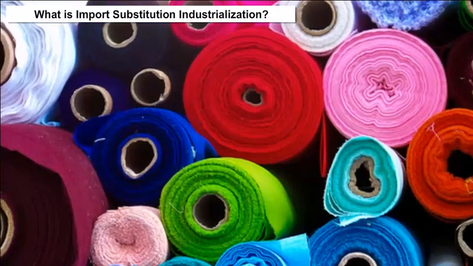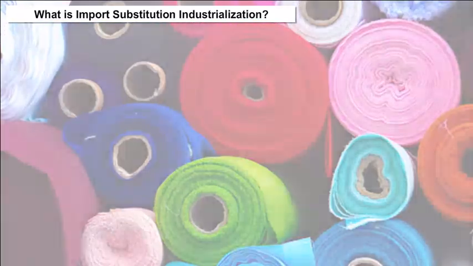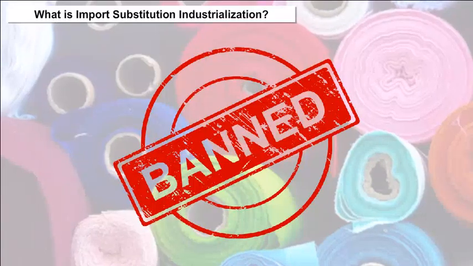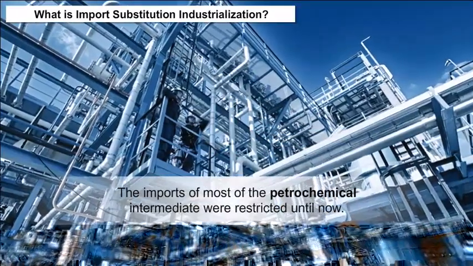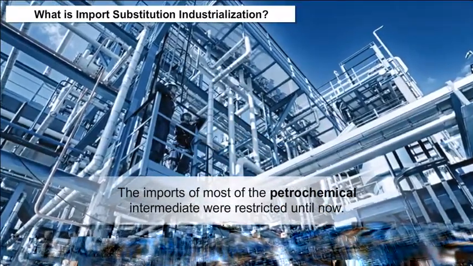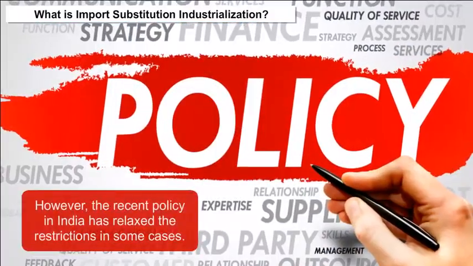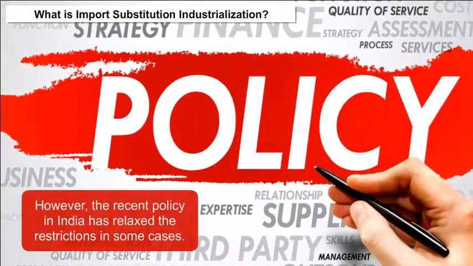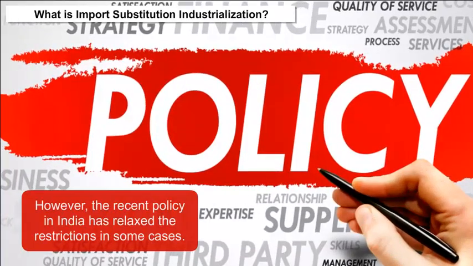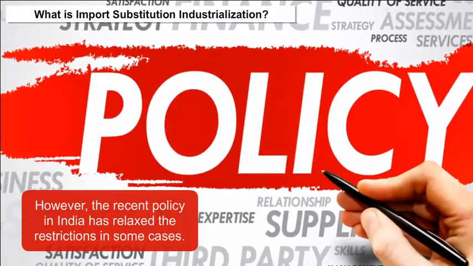Furthermore, the import of synthetic fabrics is totally banned. The imports of most of the petrochemical intermediates were restricted until now. However, the recent policy in India has relaxed the restrictions in some cases.